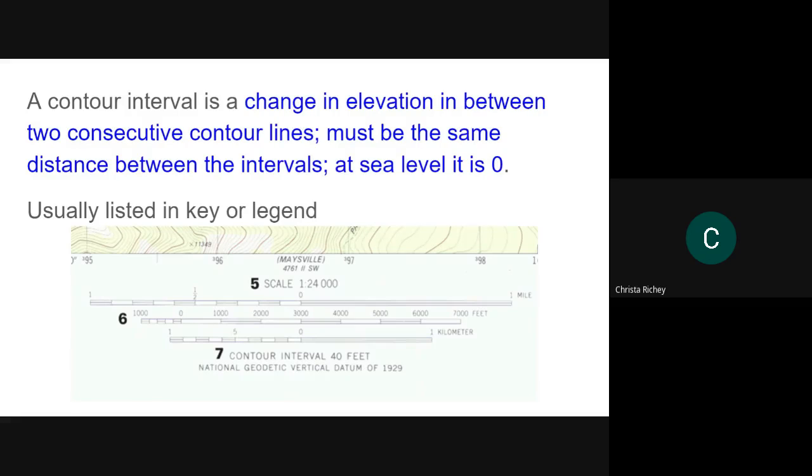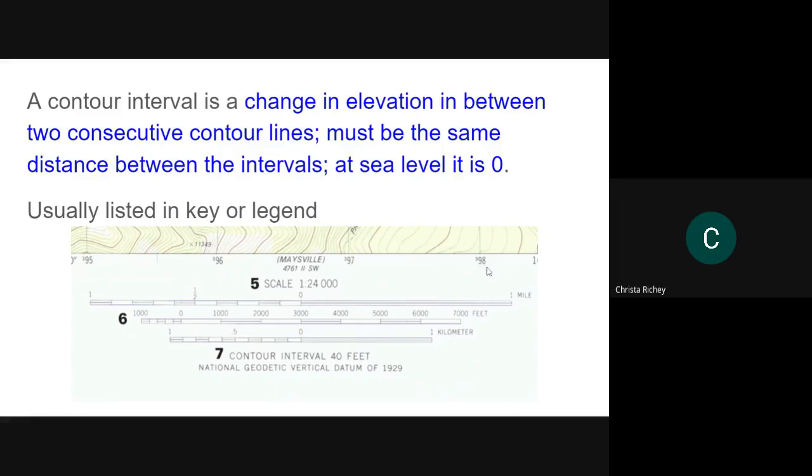Excuse me, a contour interval is the distance between the lines. How much does that represent? Y'all, it has to be the same value. If it's 20 feet between these two contour lines, it's going to be 20 feet to the next one. It's going to be another 20 feet to the next one. It has to be the same value or these maps don't work. Sea level is 0. I don't care if the map is being measured in meters or in feet. It's at the ocean, not at a lake. That's different. You can have lakes at higher elevations, but at sea level, that elevation is 0.